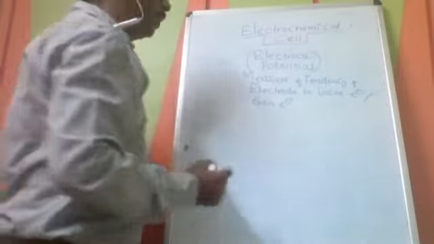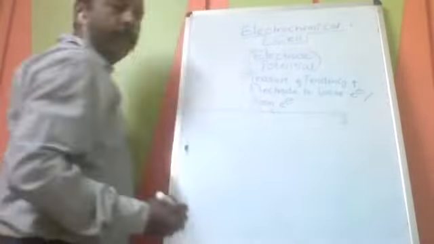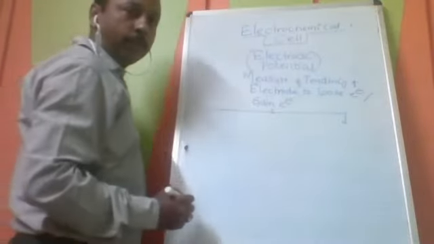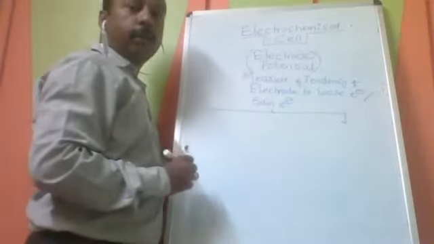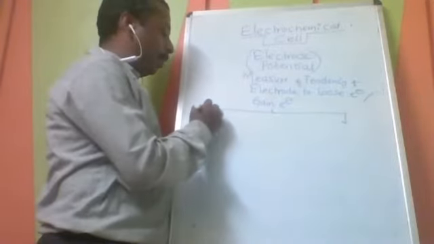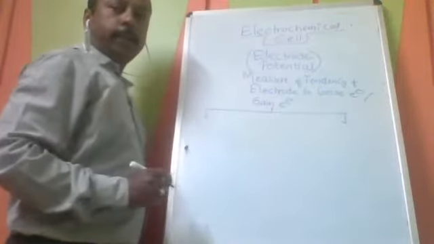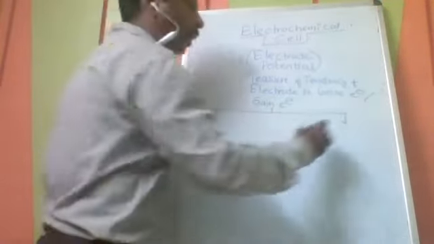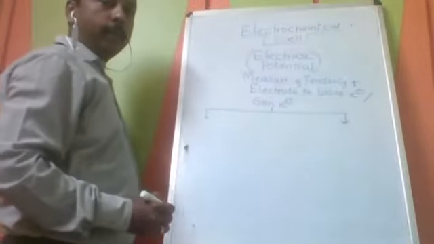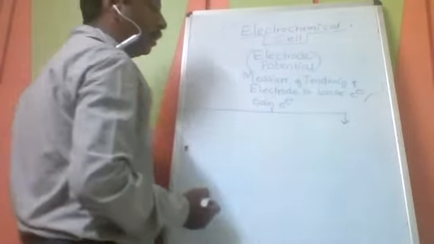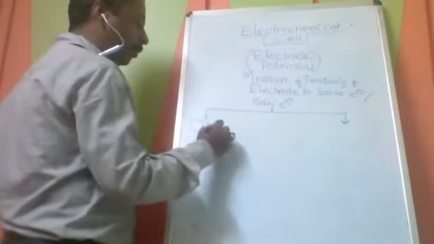Once it loses electrons, it will be called an anode, and if it gains electrons, it will be called a cathode. The same metal, the same element, can act as an anode as well as a cathode, but it depends upon the factors to which it is connected. If it is connected to a higher reactive metal, then it will act as a cathode. Otherwise, it will act as an anode.